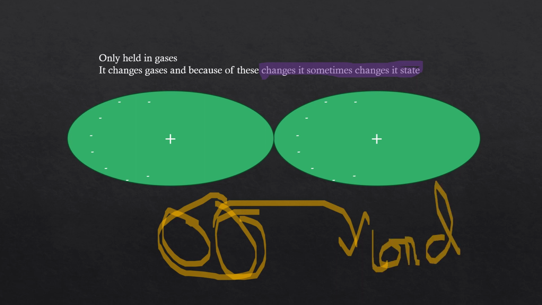These types of forces are held only in gases, where the gas particles are pressurized and sometimes it changes the states. Now this change in state causes these particles to have constant dispersion. And that's all about the concept of the London dispersion force.